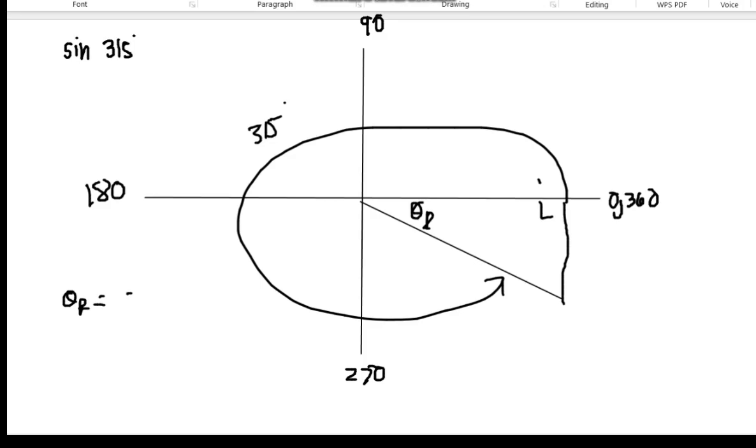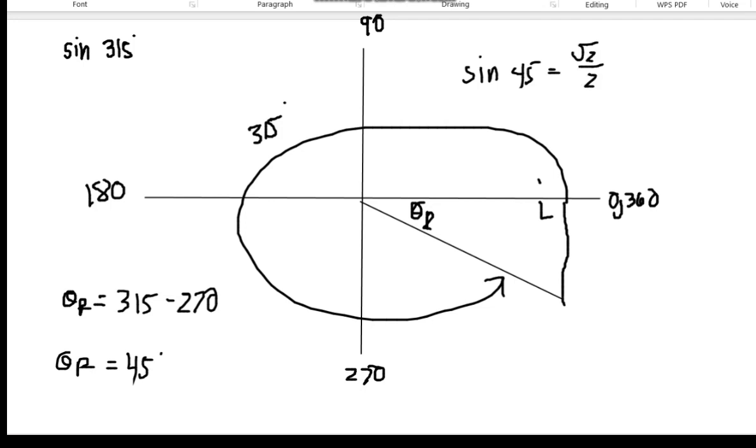For the reference angle, what we'll do is subtract 315 degrees and 270. I'll also make a new video about reference angles and where to subtract them, after this one. So the reference angle is also 45 degrees, and sine 45 degrees is root 2 over 2. Therefore, for sine 315 degrees, let's put it here.